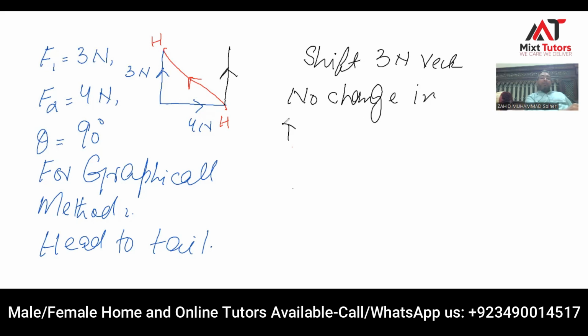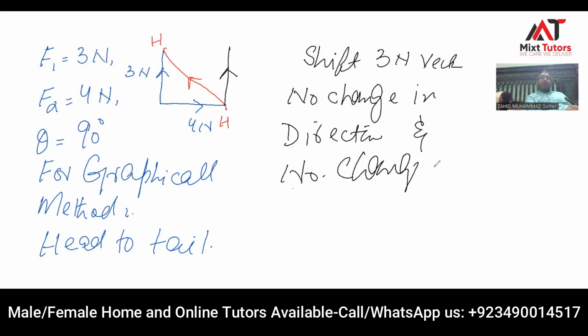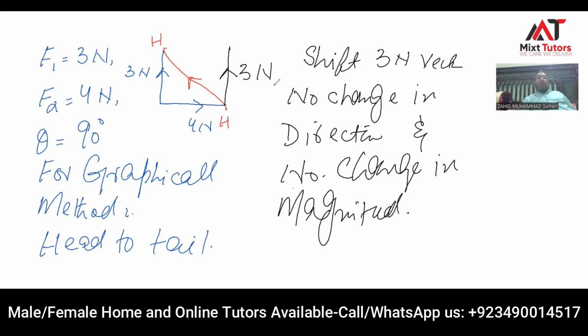No change in direction and no change in magnitude. Here 3 Newton is upward earlier, and after shifting the direction is still upward. The magnitude is the same; earlier it was 3 Newton, after shifting it is 3 Newton. Students, are you clear? We can shift a vector from one place to another as long as there is no change in its direction and magnitude.